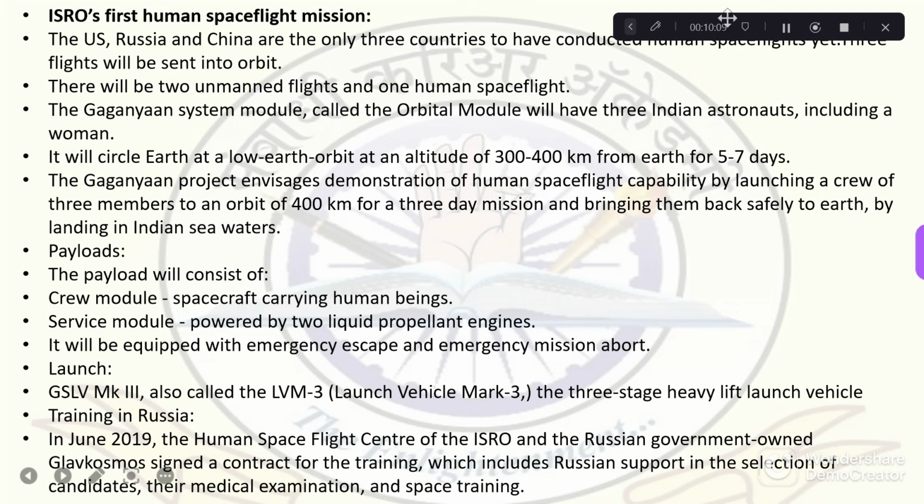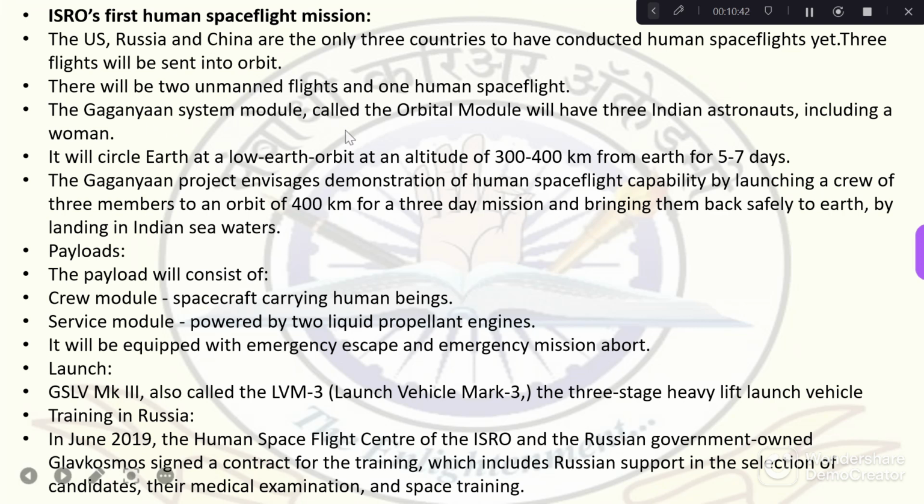It is ISRO's first human space flight mission. Till now, only three countries have been able to send humans into space. First is the USA, second Russia, and third is China, and fourth will be our India. In the Gaganyaan mission there will be three flights. The first two will be unmanned flights, without any humans, for testing the safety of the mission, and the last one will be the final human space flight.